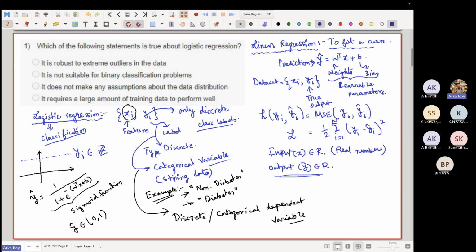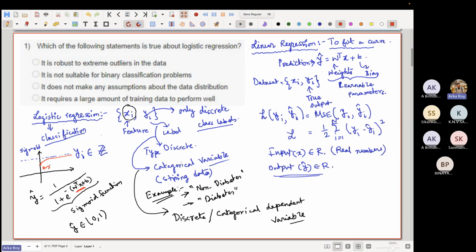So the reason is, if I plot the sigmoid function, you will see the curve basically looks like this. At 0, the value is 0.5. The moment you increase the value of this particular term, e to the power minus that value, the value will tend to reach 1.